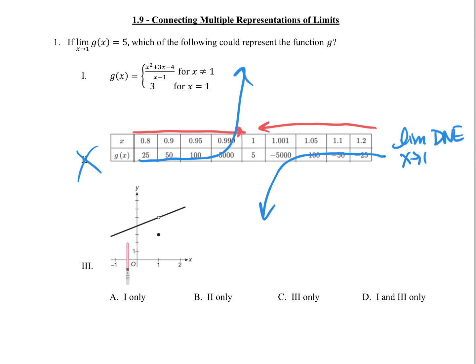Let's go to 3, because I think the functions are the hardest. 3. As x approaches 1, does it look like my limit would be 5? Yes. Yeah, my fingers are approaching 5. I'm taking 3.